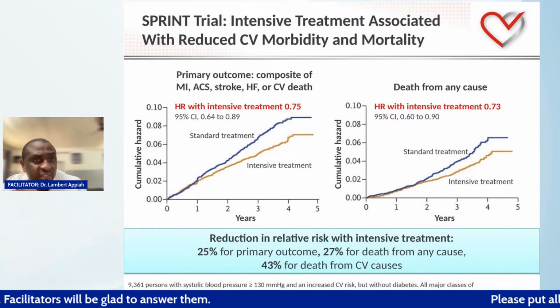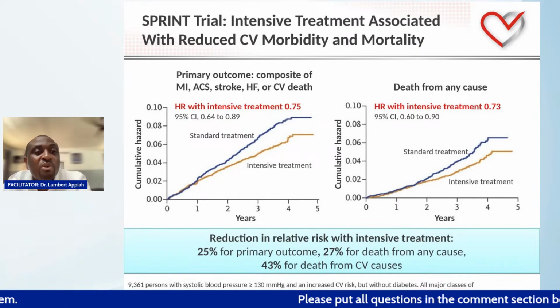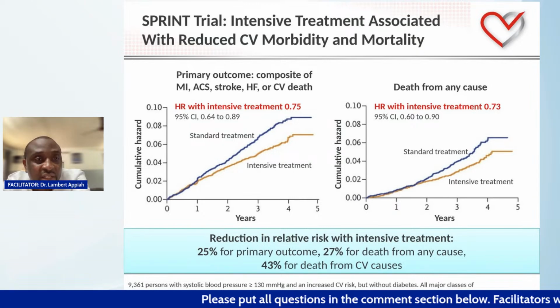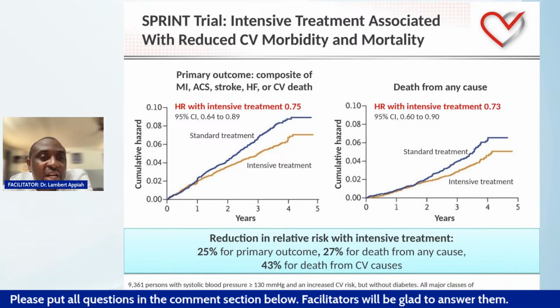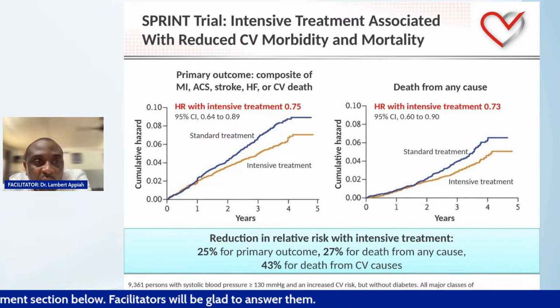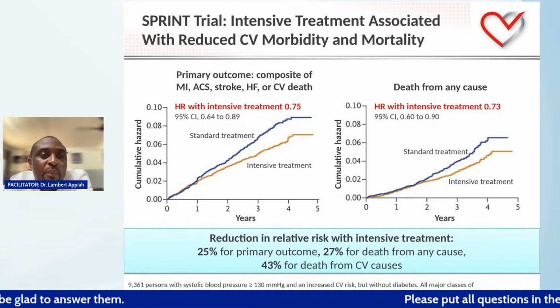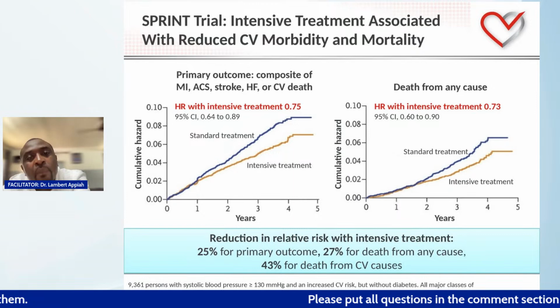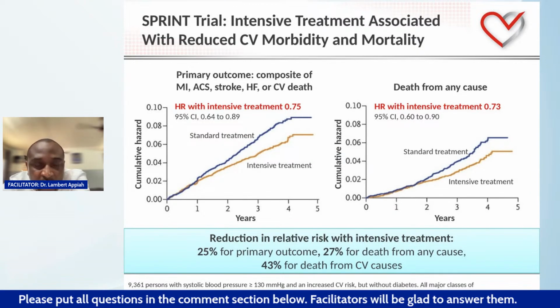And what were the findings or the outcome? You realize that the primary outcome, which is a composite of myocardial infarction, acute coronary syndrome, stroke, heart failure, or cardiovascular death, was better in the intensive arm, or the risk of developing all these things was lower in those in the intensive arm compared to those in the standard arm. Same for death from any cause. It was better for those in the intensive arm compared to the standard arm.